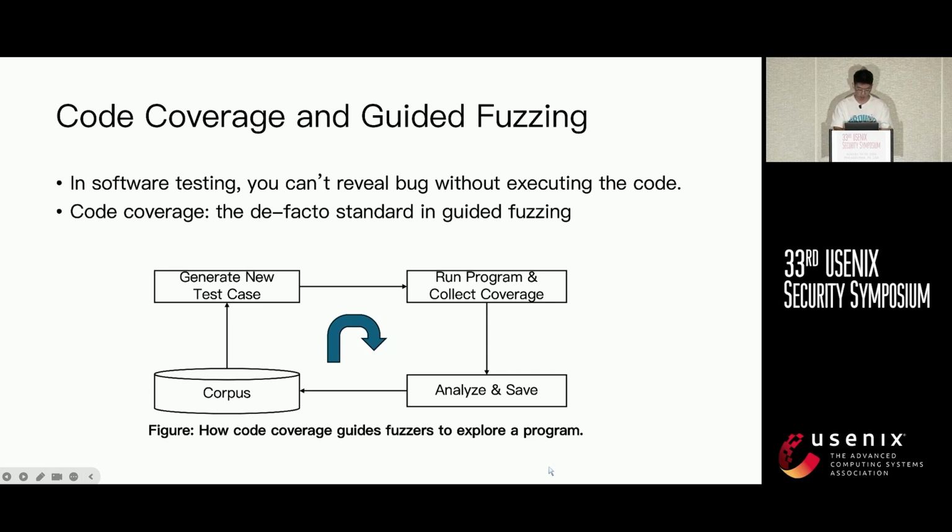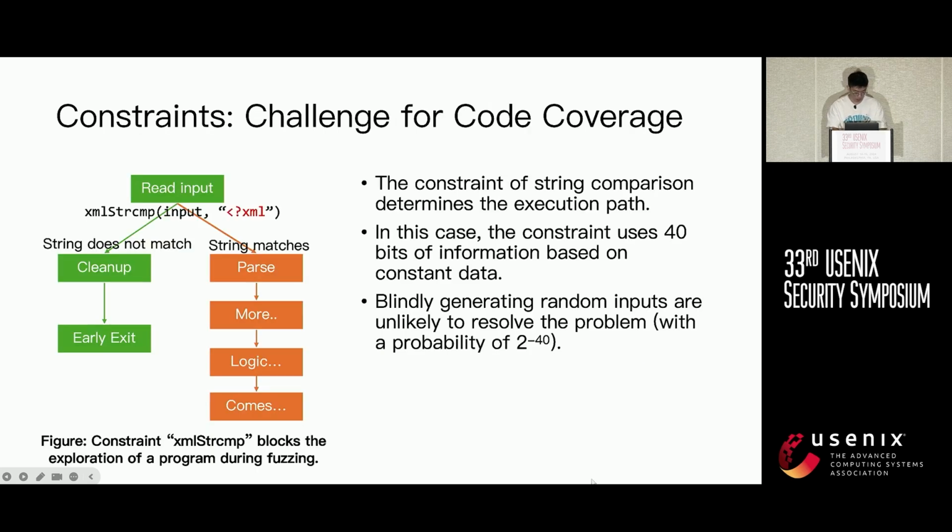However, there are problems when applying code coverage to real-world fuzzing. One common problem in fuzzing is constraints. For instance, consider the execution flow of an artificial XML parser on the left. It first reads the header of the input and then checks if the input is invalid by comparing the header with a predefined string. If the string comparison fails, then the parser directly discards the input and exits.